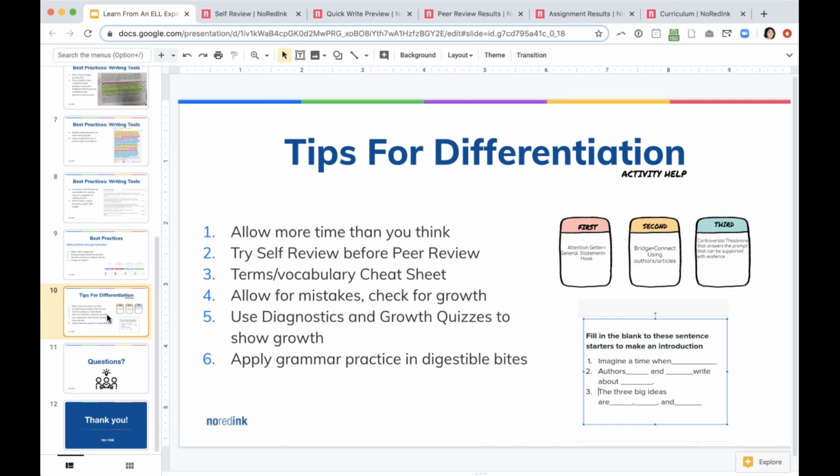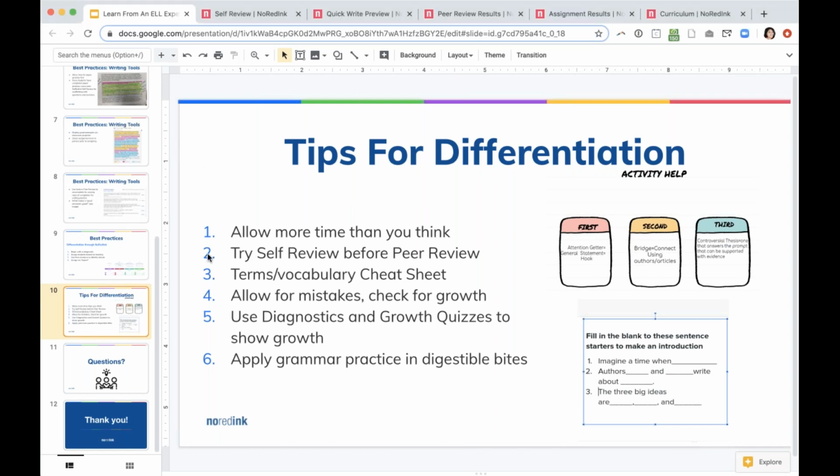So tip number 1, I would definitely allow more time than you think it's going to take. When I first started using NoRedInk, I would assign a grammar practice, and they give an estimated time frame. Every time you assign, let's say, parallel structure or subject verb agreement, you're going to see estimated time 20 to 25 minutes or estimated time 40 minutes. And that's great as an estimate. However, with our ELL students, I would almost double that and allow for homework because it takes longer than you think. So definitely check that estimated time, but don't rely on it.